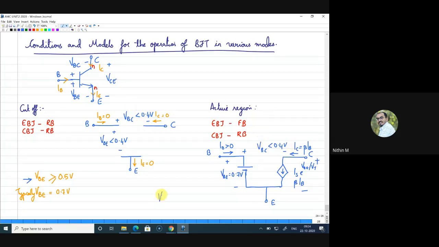Now the question is, what will be your VCE voltage? Now I know that VBE voltage is 0.7 and VBC is say 0.4 here. Now if VBC is 0.4, what will be VCB? What will be VCB, Abhirami? 0.3. See, VBC is 0.4. So what should be VCB? Sorry, minus 0.4. Yeah, minus 0.4, right? So VBE is 0.7, VCB is minus 0.4.